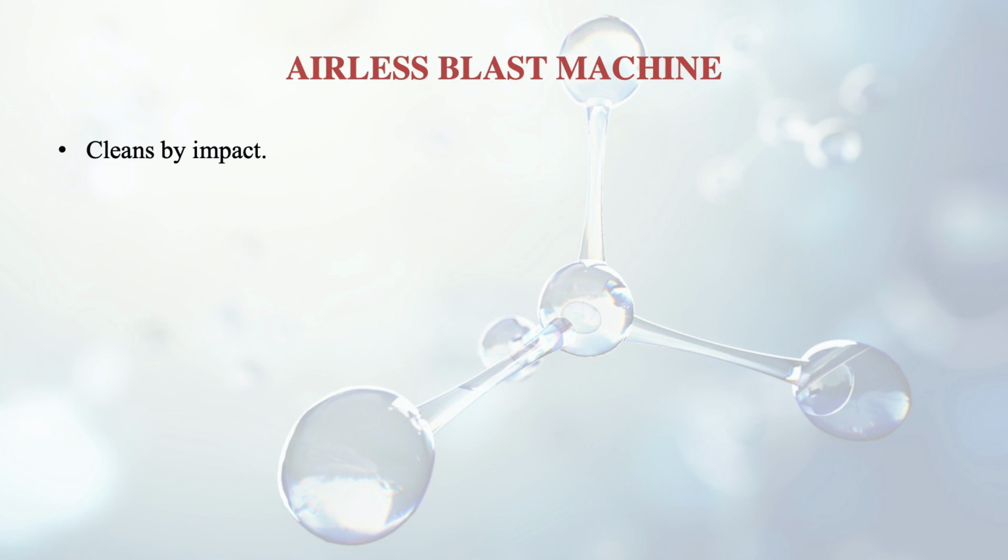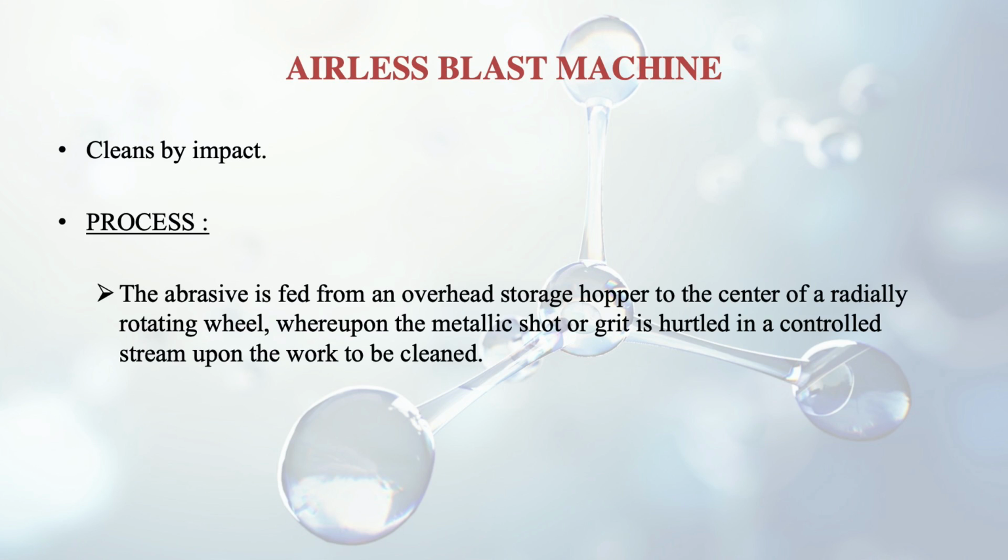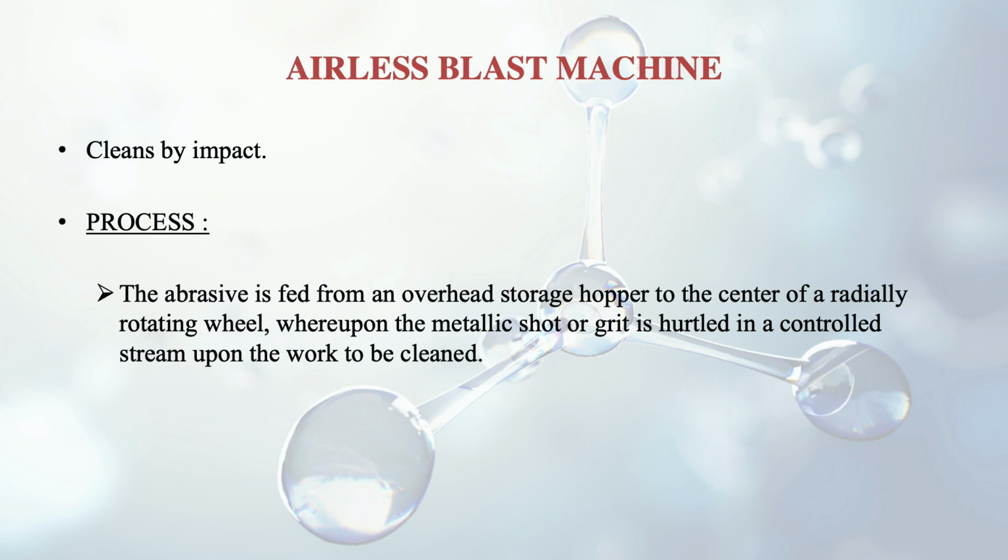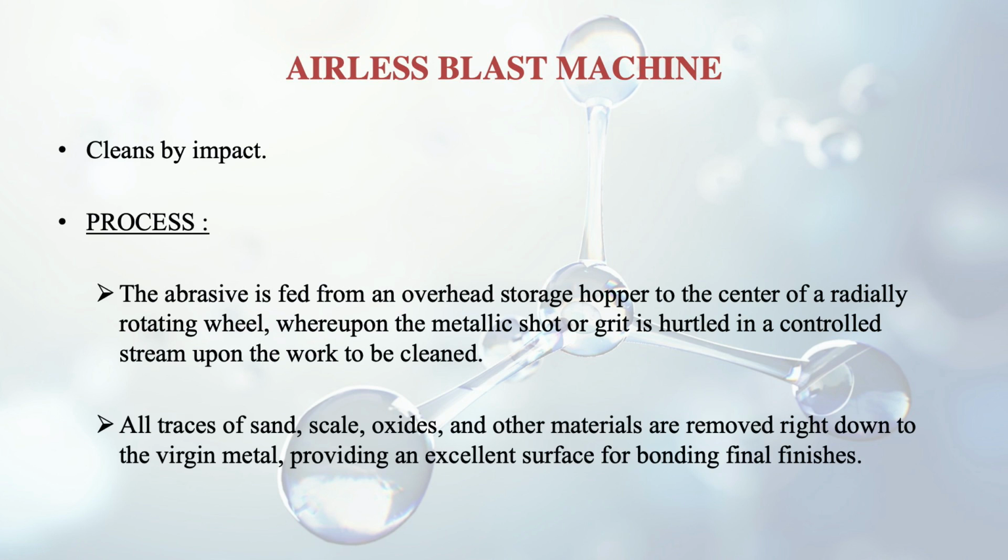This one also cleans by impact, and the process is as such: the abrasive is fed from an overhead storage hopper to the center of a radially rotating wheel. So there is a wheel which is rotating and the material is being fed at the center of that, and then it will move out radially and strike the surface, whereupon the metallic shot or grit is hurtled in a controlled stream upon the work to be cleaned, and all traces of sand, scale, oxides and other materials are thus removed right down to the pure metal, providing an excellent surface for bonding final finishes. So this provides us a very good surface.